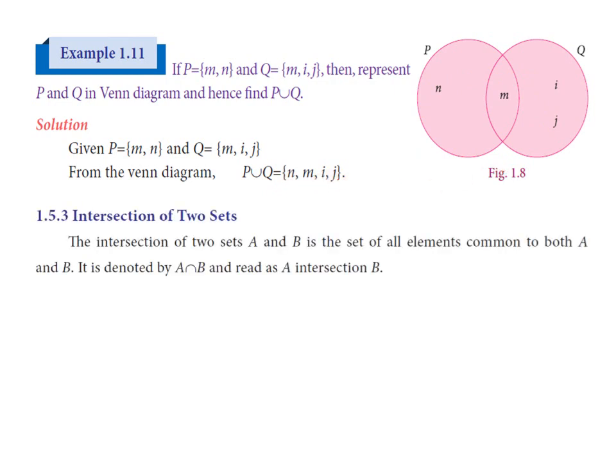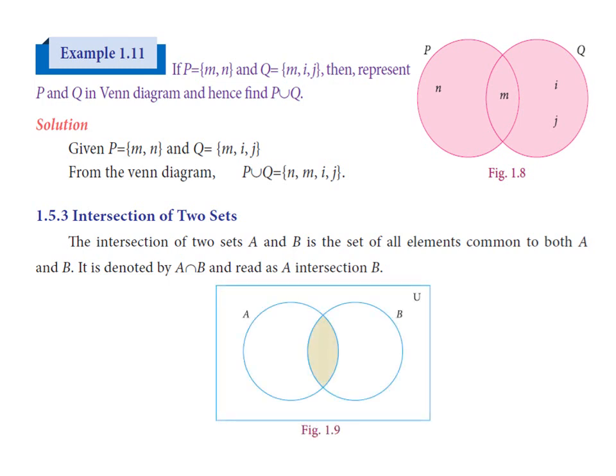Next one, intersection of two sets. The intersection of two sets A and B is the set of all elements common to both A and B. It is denoted by A intersection B. In this diagram you can see this part, this is the intersection part. You should write only the common elements. This part is common for A and B, that is the intersection. So this is A intersection B.